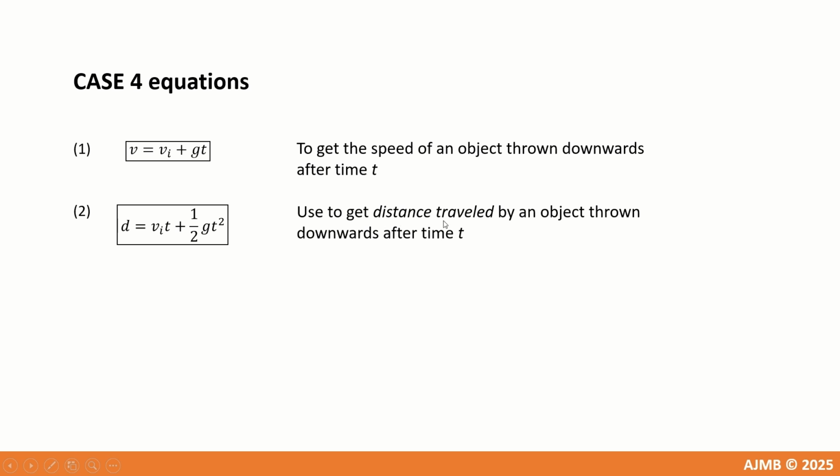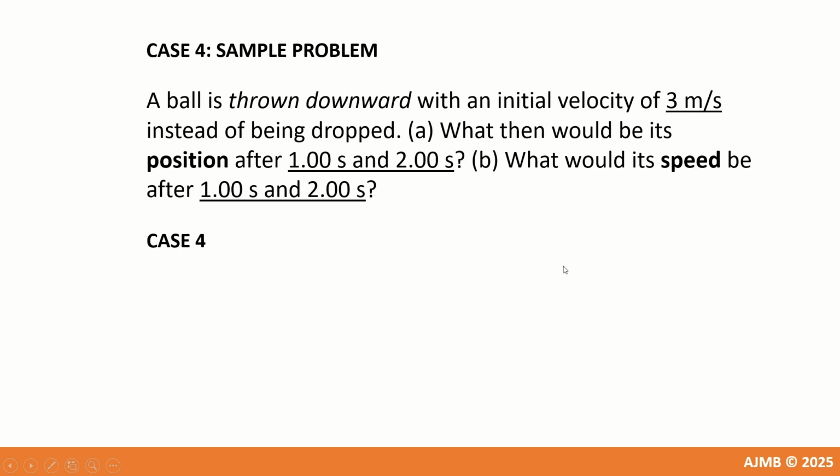And then for the distance traveled by the object after some time, this is still similar to equation number 2 of case 1. The only thing added here is this one, right after the equal sign: the product of initial velocity times time. For equation 2, time appears twice. On the first term, it is multiplied to initial velocity, and on the second term, you would have to square it. So let's take a look at the sample problem.